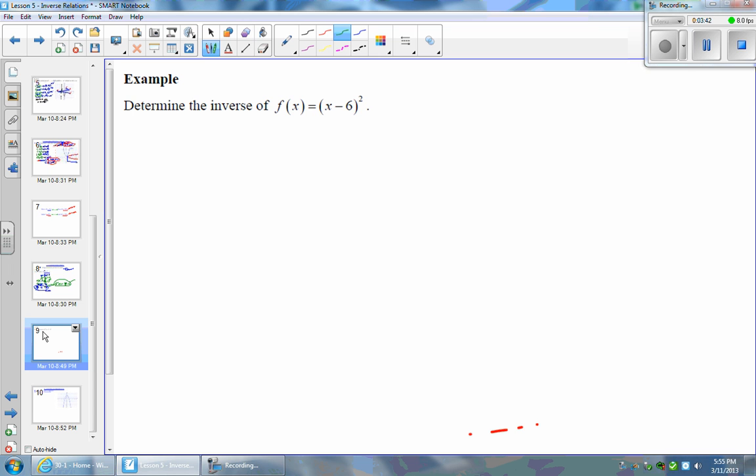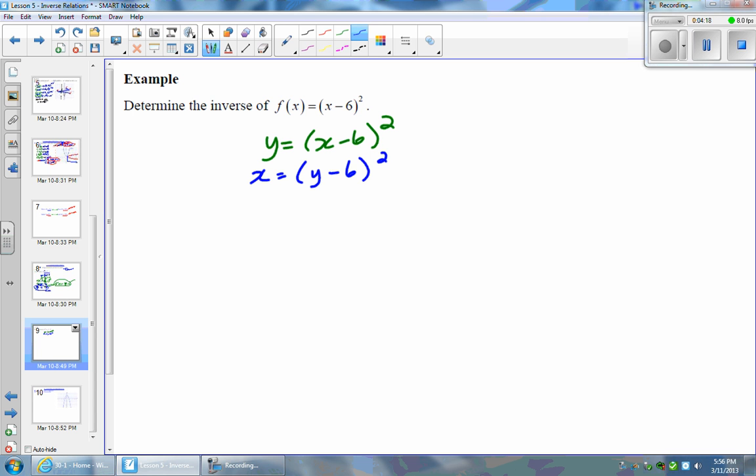We're given, determine the inverse of this function f of x is equal to (x minus 6) squared. So we are working with a parabola, and I want you to keep in mind, is the inverse of a parabola a function? Okay, so think about that for a sec. Let's go ahead and move on and try to find the inverse of this function. So rewrite f of x with a y, so y is equal to (x minus 6) squared. And then you're going to switch your x and y values around. So this becomes x is equal to (y minus 6) squared.